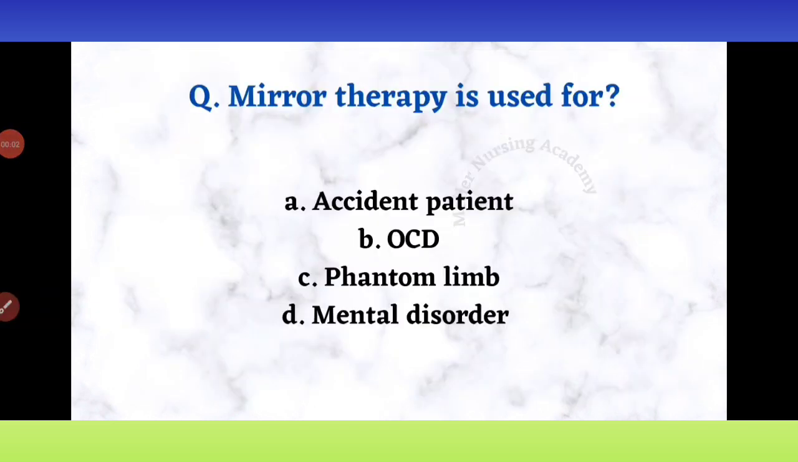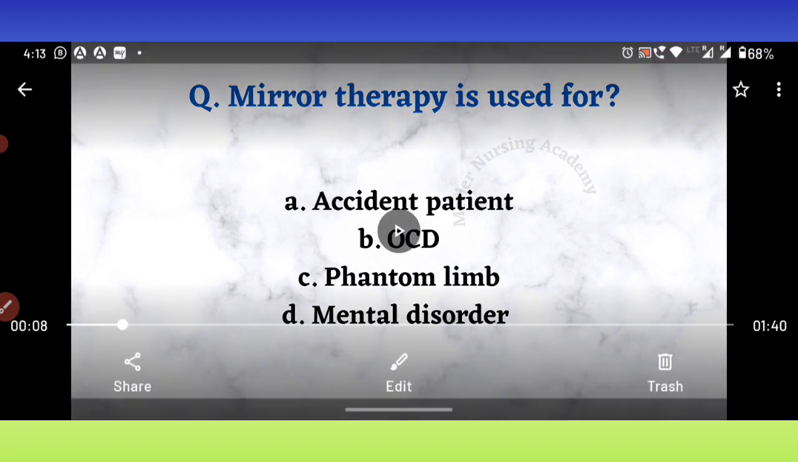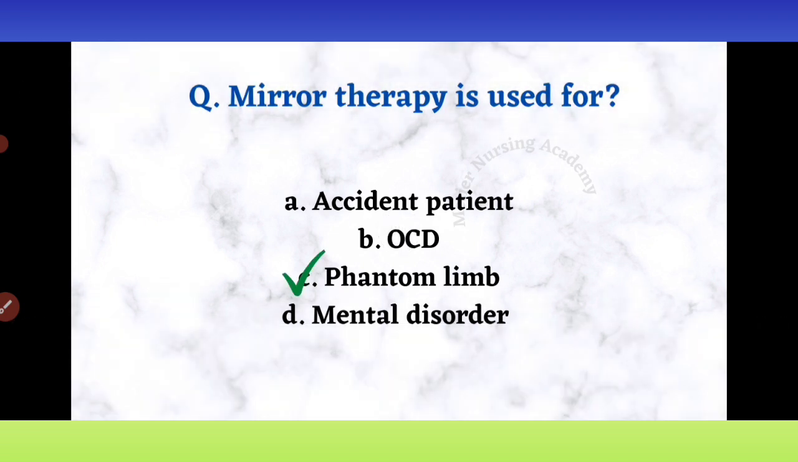Mirror therapy is used for. Four options are given here: A, accident patient; B, OCD, that is obsessive compulsive disorder; C, phantom limb; D, mental disorder. In order to solve the question, you should know the meaning of mirror therapy. See, mirror therapy is a therapy which is used to trick the brain. What is that, tricking the brain? Let's see. First, let's see the answer.